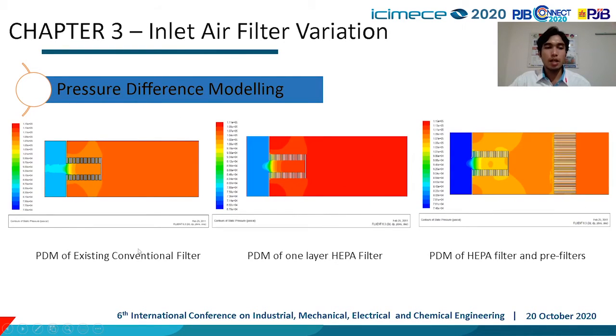Pressure difference modeling, or PDM, of the existing conventional filter and one layer HEPA filter is lower than the HEPA filter and pre-filters at the early time. But as time goes by, as the F-Series gas turbine continuously works to produce electricity, the pressure difference becomes higher, and the conventional filter and the HEPA filters need to be replaced. But if you use the HEPA filter and pre-filters, the HEPA filters as the main filters do not need to be replaced. We can just wash the pre-filters because of the rewashable materials of the coalescer.